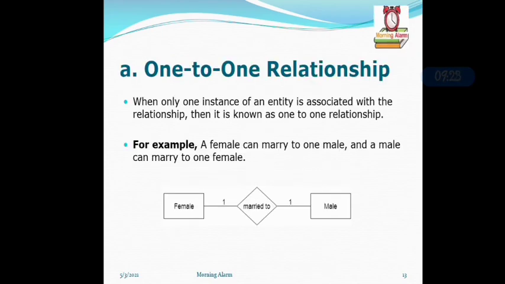First one is one-to-one relationship. When only one instance of an entity is associated with the relationship, then it is known as one-to-one relationship. In the example we can see a female can marry one male and one male can marry one female. Here one instance of the female entity is related to one instance of the male entity by the relationship married to. This is called one-to-one relationship.